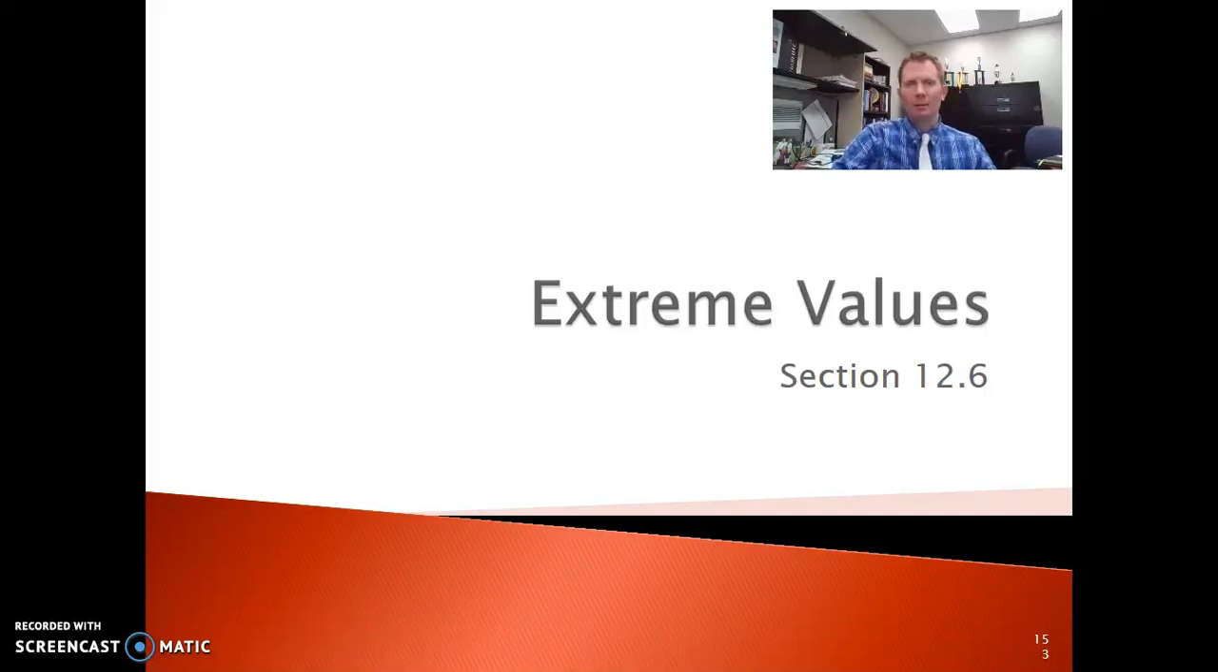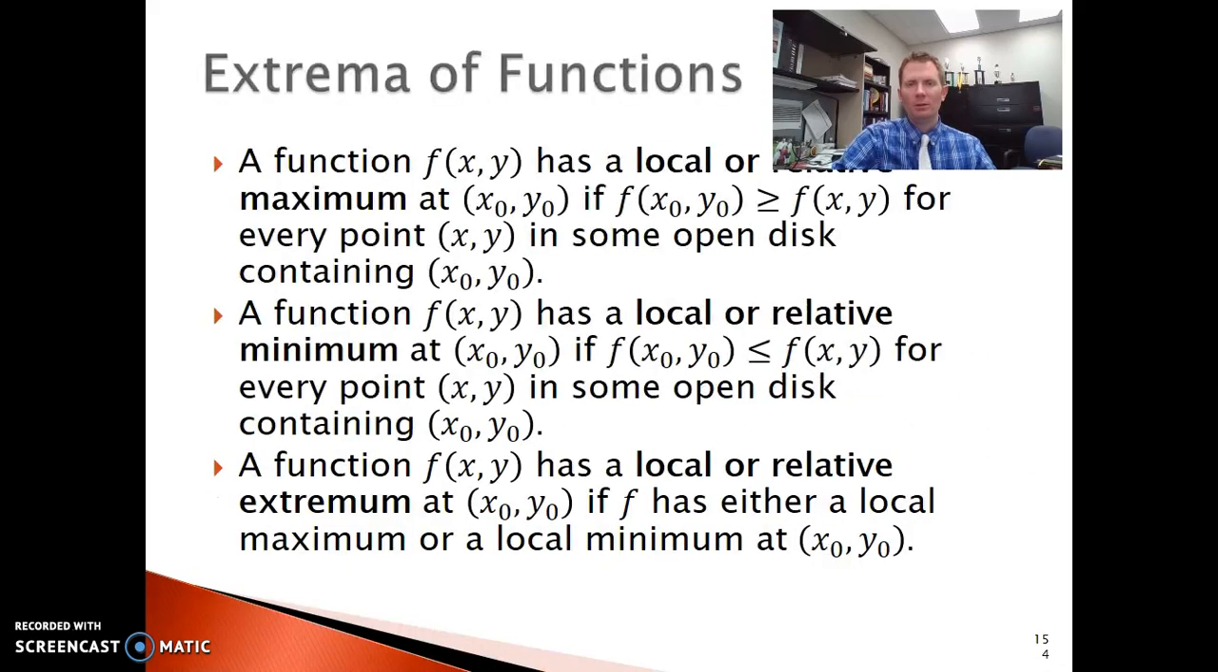Hello. Today we're going to talk about extreme values and how to find those for functions of two or more variables. So we start off with a few definitions. For extrema of functions, we talked about these definitions in Calc 1, and now they're showing up again here in Calc 3. You have the ideas of local versus relative, maxima, minima, or more generally, extrema.